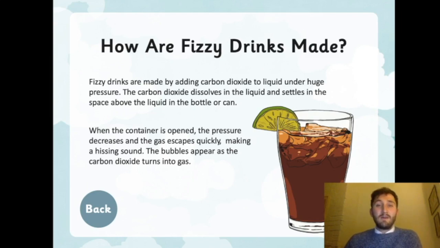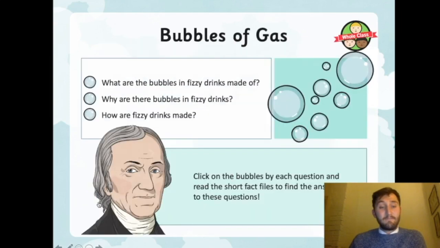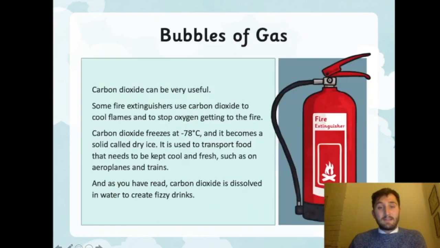Also, just like when we open a Diet Coke can, whenever you just crack the lid, it goes shh. That is all the carbon dioxide escaping. And then when we see the bubbles in a fizzy drink, that is the carbon dioxide turning into gas. Quite interesting. So let's see what's next. So carbon dioxide, as well as making our drinks fizzy, can actually be quite useful.